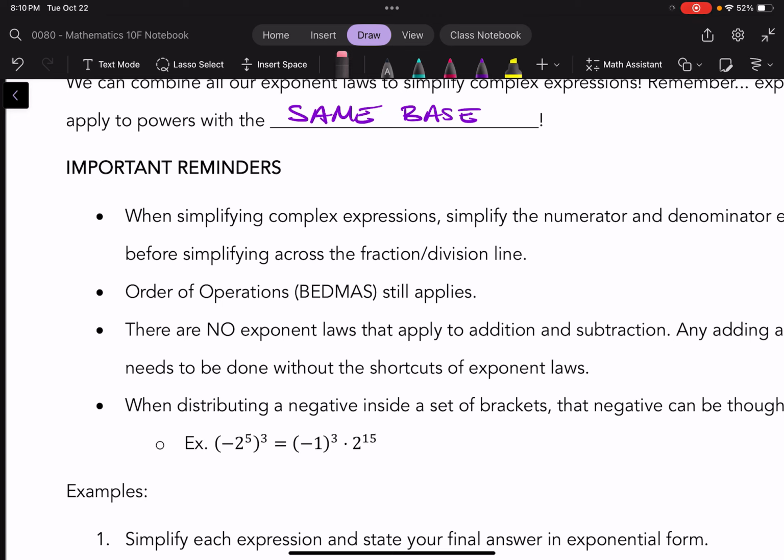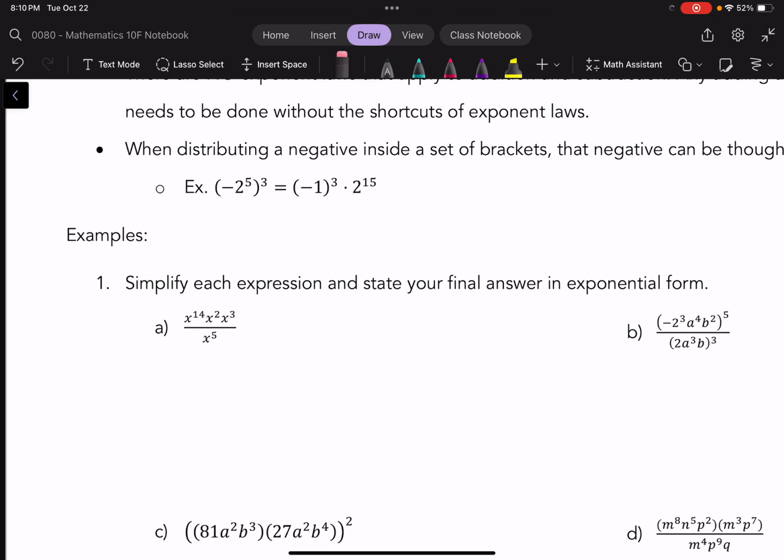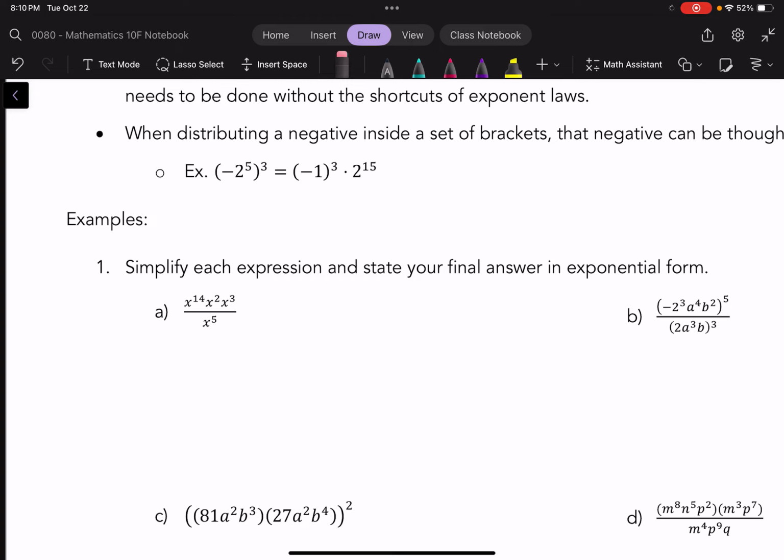So in these examples on this first page, we're going to simplify each expression and state your final answer in exponential form. This exponential form is kind of a hint that we are using some power laws. And simplify means make it as condensed as possible. We're going to perform every operation we can pretty much here.